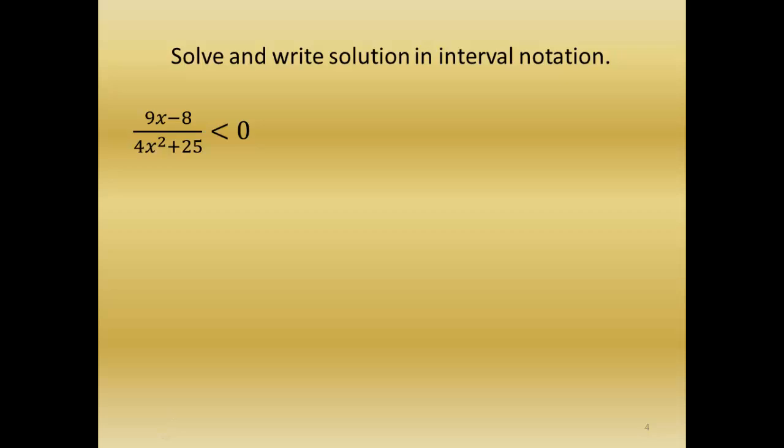Alright, this one already has a 0 on the right hand side, so we don't have to move anything over, which means we're ready to start at the very beginning and determine what we want to test. So I've got my numerator equal to 0 at positive 8/9. My denominator set equal to 0, well, it's never going to be equal to 0.